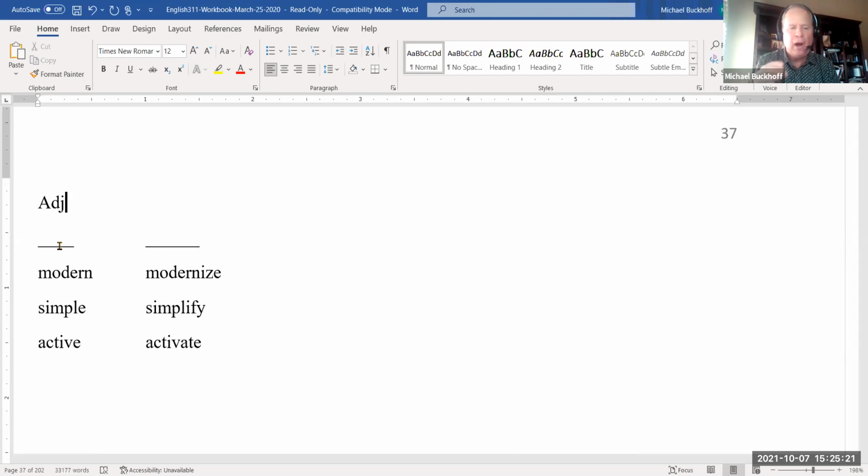So I can put modern, simple, and active in front of nouns. I can't just say the modern. It doesn't work like that. The simple. Nope. The active. So if I put a noun marker in front of those words, it doesn't work. I need a word after that to complete what's called the noun phrase. And then we have modernize, simplify. These are all verbs.